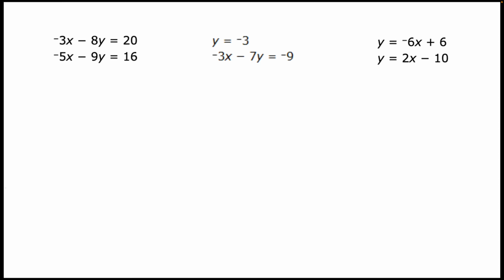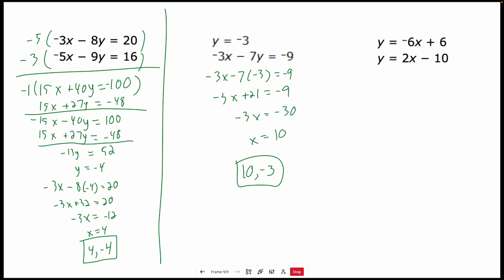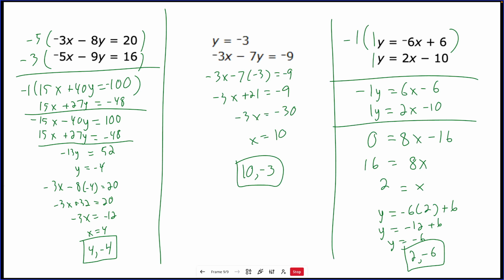Okay, now that you've had time to work these problems, let's check your solutions. Okay, for the first problem here is the work, and your final answer should have been 4, -4. For the second problem, here is the work. You should have gotten 10, -3. And for the last problem, I know it was set up a little bit differently, but here's the work. You should have gotten 2, -6.